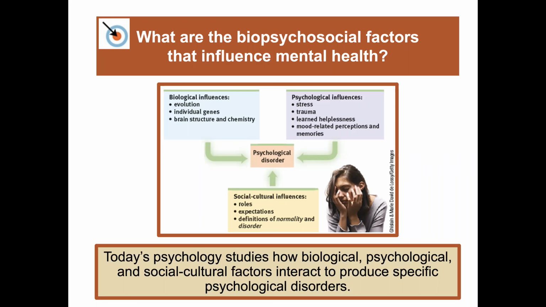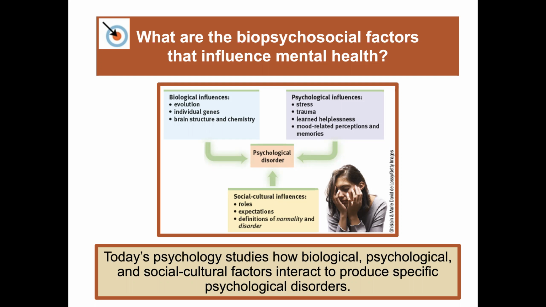So what are the biopsychosocial factors that influence mental health in terms of the biological ones? We think about evolution or individual genetics, our individual brain structure and chemistry. The psychological influences would be stress, trauma, that concept of learned helplessness. Think back to Martin Seligman's study with the dogs, mood-related perceptions and memories. And of course, sociocultural influences also have a large impact on us and our mental health, the roles that we are expected to have, just expectations placed on us by our cultures in general, and sort of the definition of what is that normality versus abnormality.